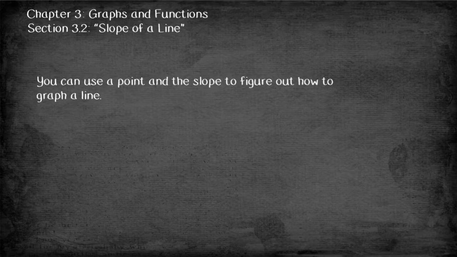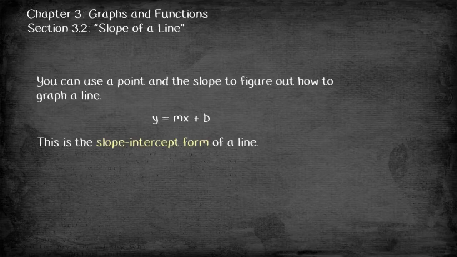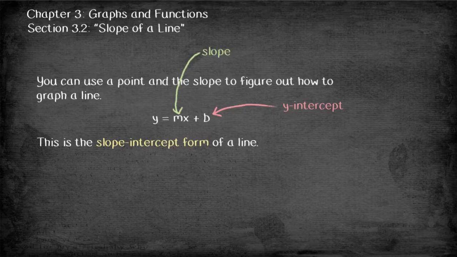So not only can we use a point and the slope to figure out how to graph the line relatively easily, we can also figure out the equation. We have this very classic looking equation for a line, and it's y equals mx plus b. m is the slope, and b is the y-intercept of the line.